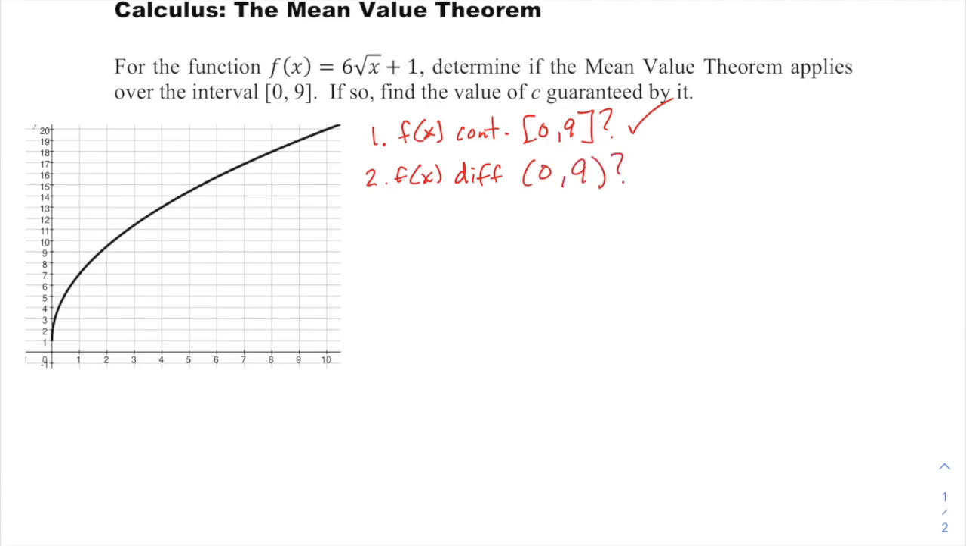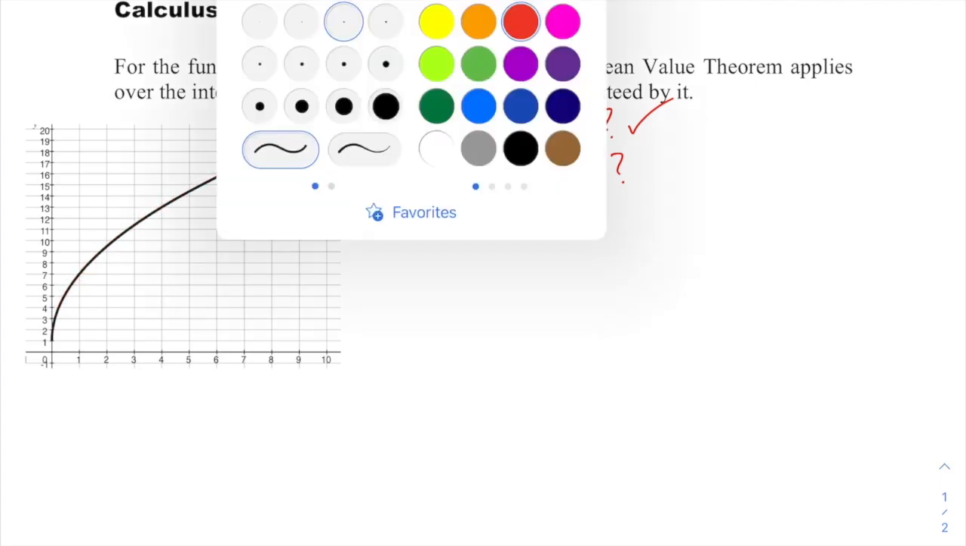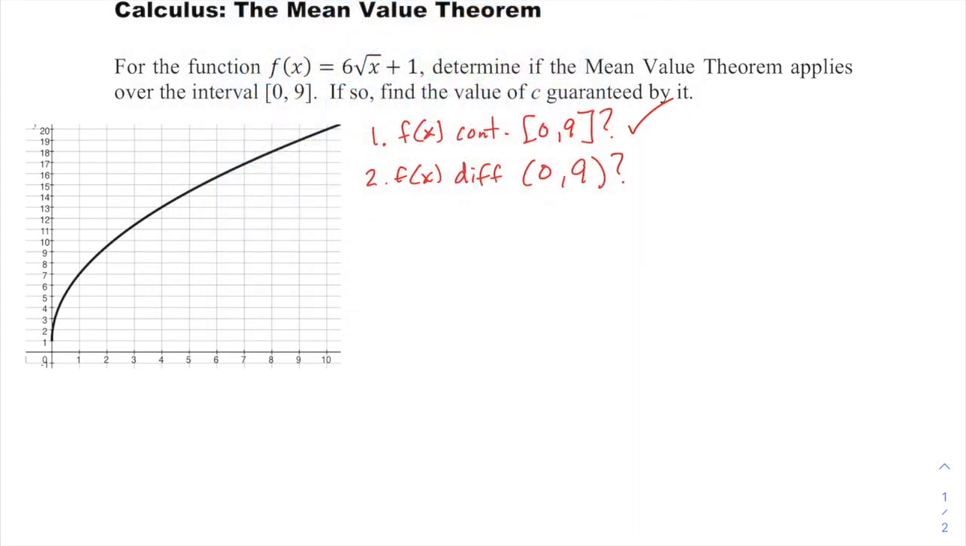Now, you have the graph in front of you, so differentiability, it's got to be nice and smooth, no vertical tangent lines, no discontinuities of any kind, no cusps. And I think you can see that it is differentiable, but you don't always have the graph in front of you, and you might not always know what the graph looks like. So to determine differentiability, remember you're essentially doing the domain of the derivative.